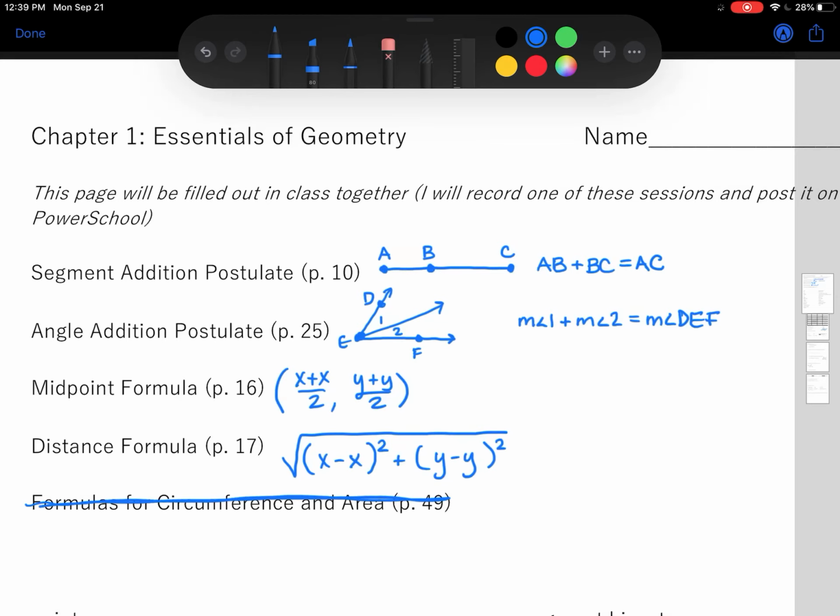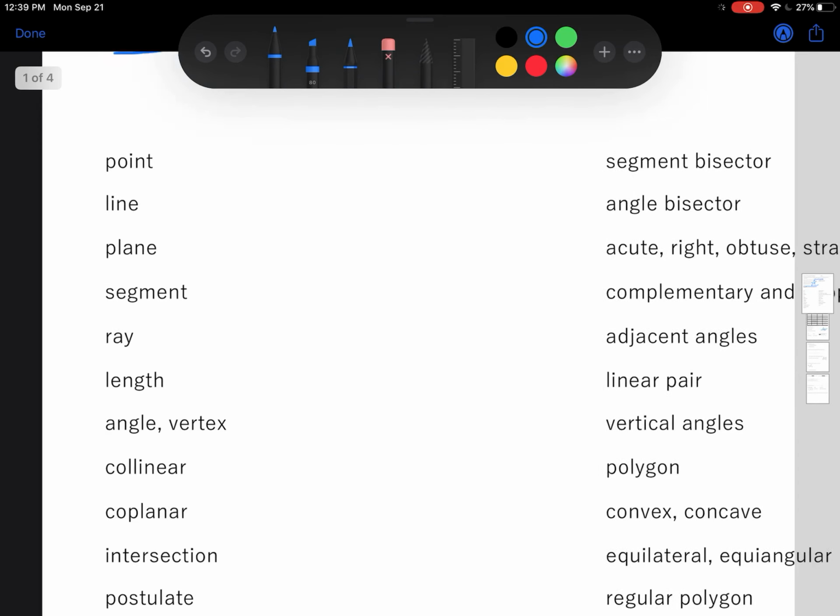This year, we're going to skip the formulas for circumference and area. Those will come up later in the year.